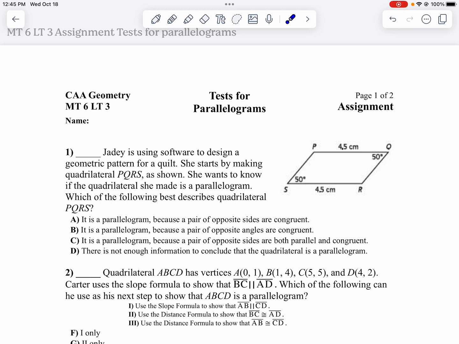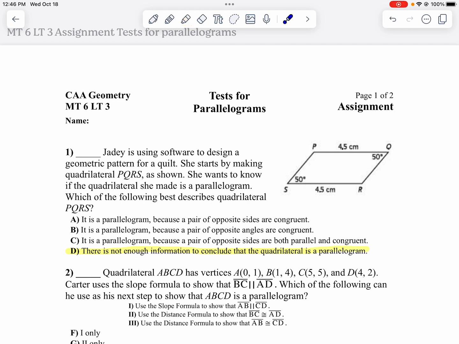How about the opposite angles being congruent? Once again, we got one pair, but we need to know both pairs. Okay. Do we know they're parallel and congruent? We know they're congruent, but they're not marked parallel, so we don't know either of them. So the correct choice on this one is going to be D, because we need more information.